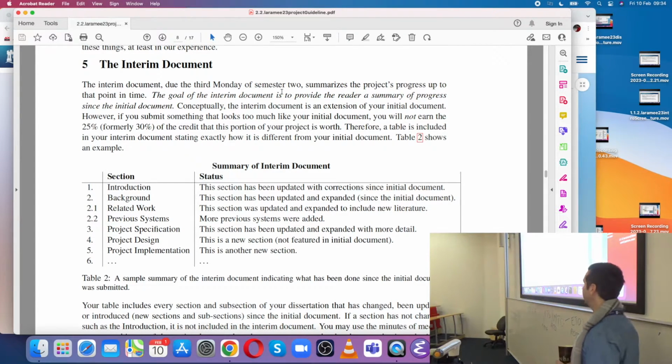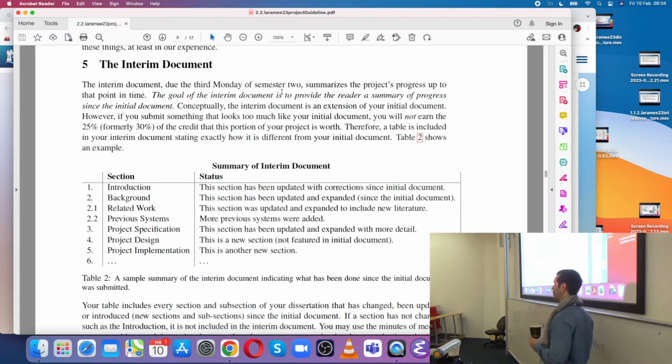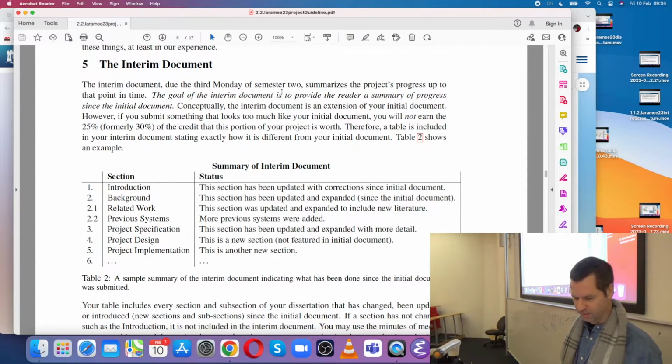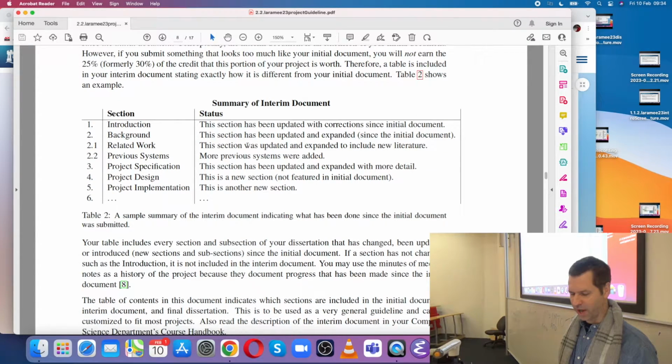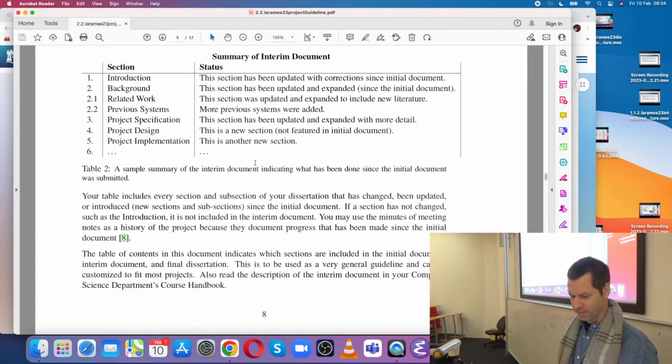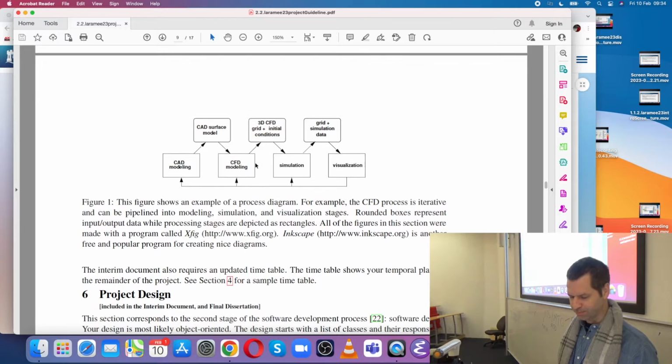There's a section on the interim document. This is only for the enhanced MSc students that need to have an interim document, and how the interim document is organized.